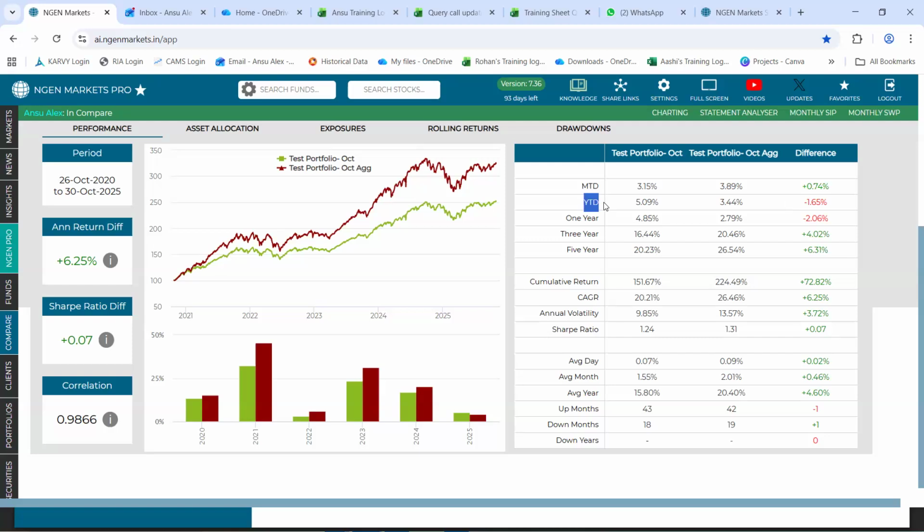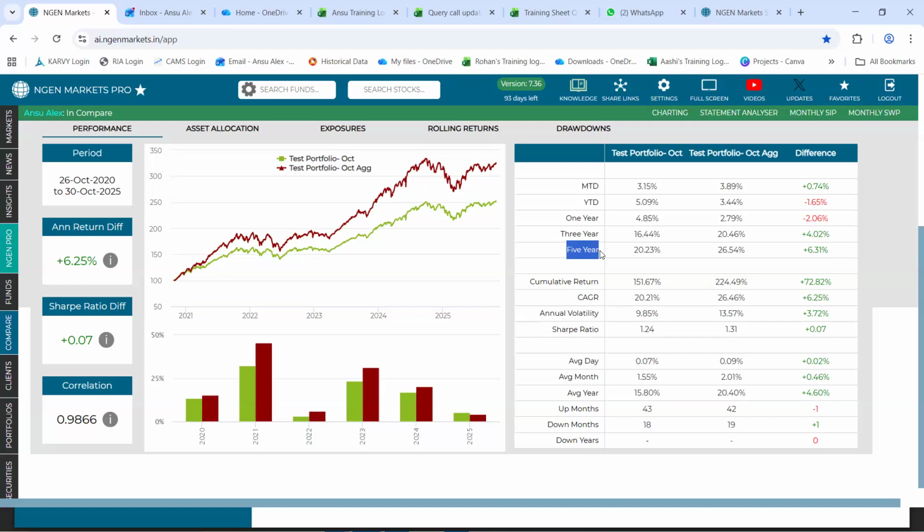Next to that, you can see YTD, that is start of the year till yesterday's date. How has both the portfolio performed? You can see on an YTD basis, sorry, our aggressive portfolio in fact was not able to catch up with this equally allocated portfolio. Hence, you see a negative difference to an extent of negative 1.65.